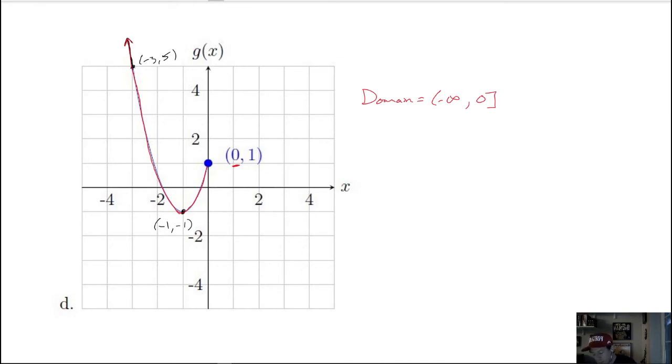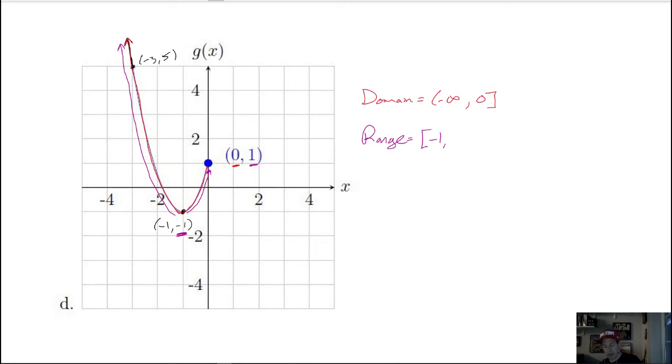The range is all the possible outputs, all the y values that this graph takes on. So if we say, what's the smallest y value? The smallest y value that we can get out is the number -1, and we can get that out. That's at the vertex, -1, -1. And then from the vertex, if I go to the right, it's going to stop at an output of 1. But if I go to the left, it never stops. It just keeps going up and up and up forever.